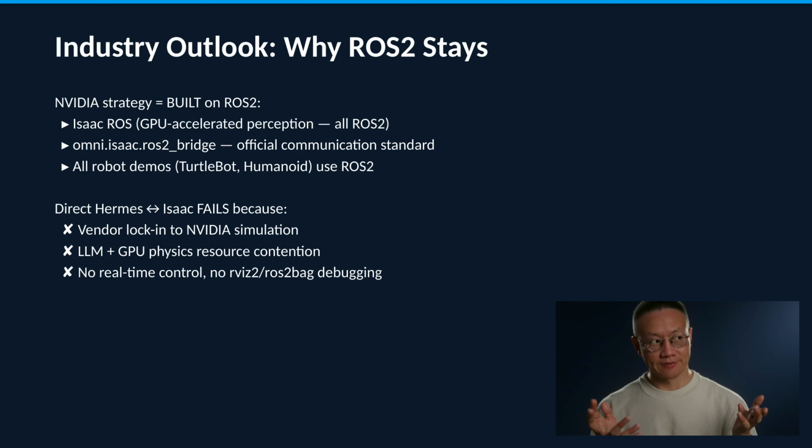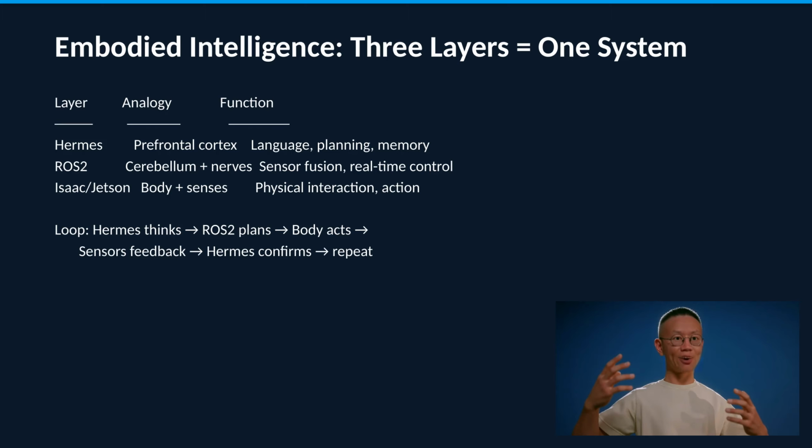NVIDIA's entire product strategy is built on ROS2. Isaac ROS provides GPU-accelerated perception, all ROS2 based. The Isaac Sim ROS2 bridge is the official communication standard. All robot demos from Turtlebot to humanoids use ROS2. Direct Hermes to Isaac connection fails because of vendor lock-in, resource contention, and the lack of real-time control and standardized debugging tools. Embodied intelligence requires all 3 layers working as one system.